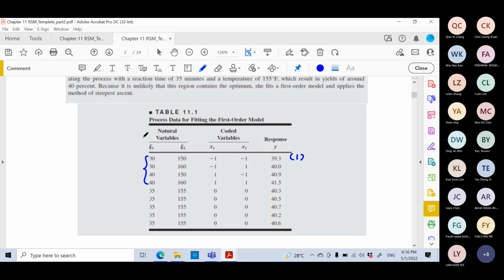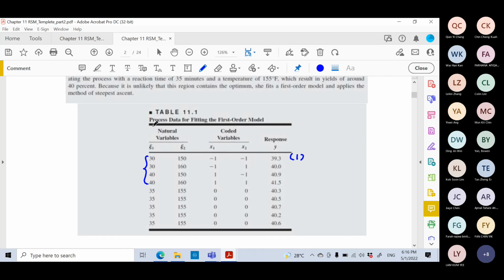Okay, under the 2 power of 2 factorial design, the first factor has only 2 levels, and the second one also has only 2 levels, 150 and 160. So we try to convert them to -1 and +1. This one has both at the low level, which is (1). This one, for the second factor, is at the high level.